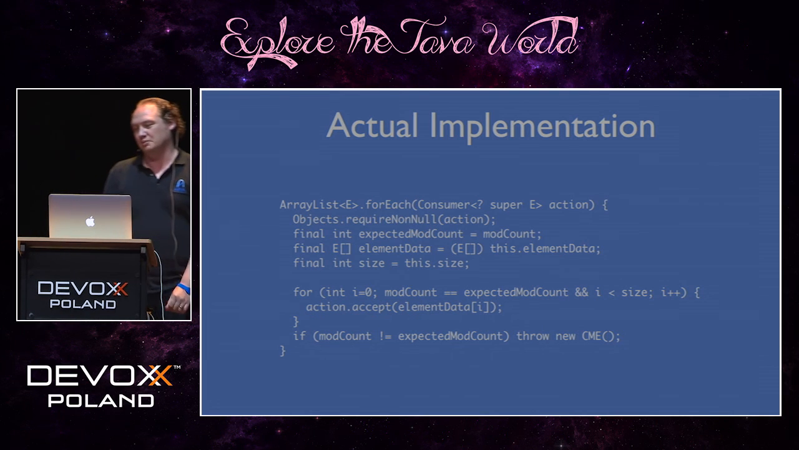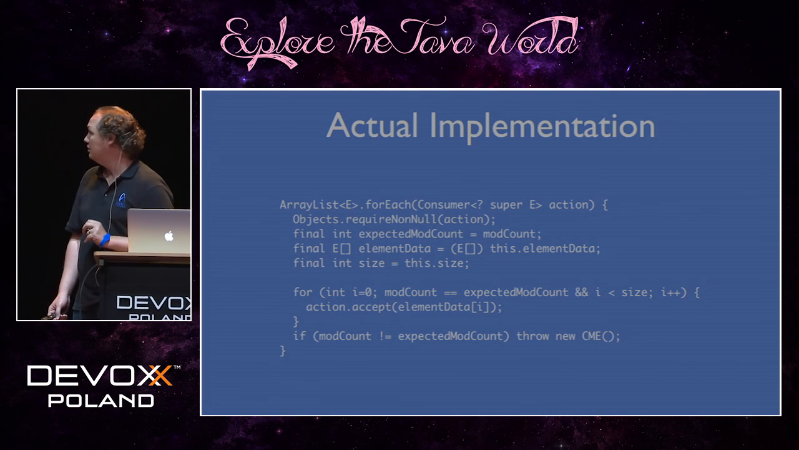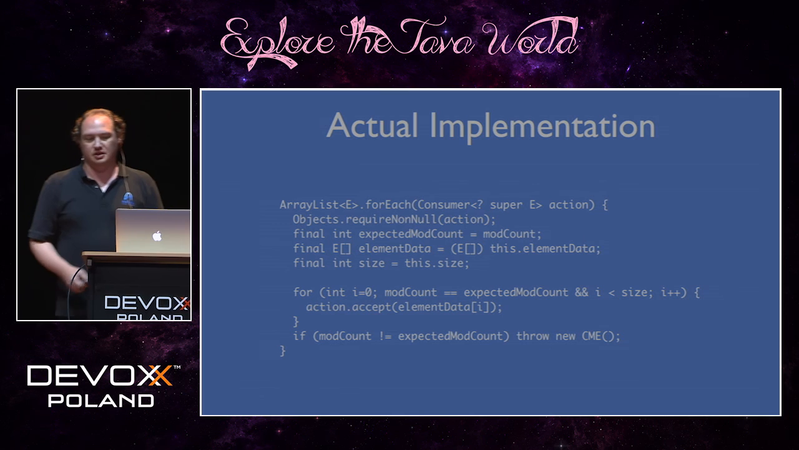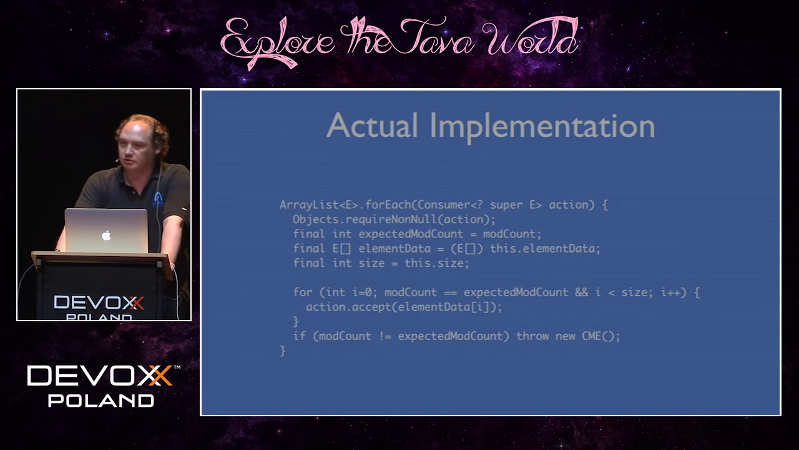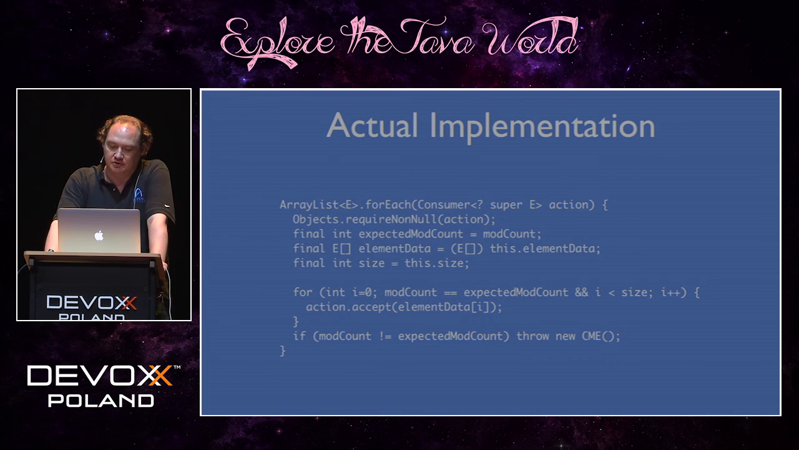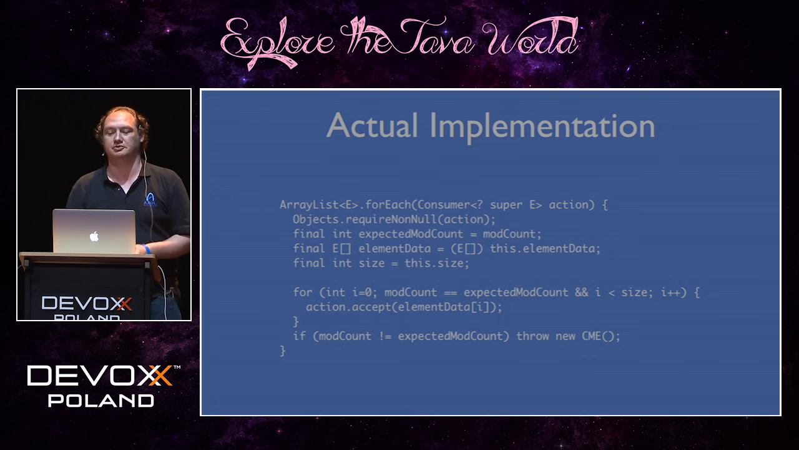Now, the actual implementation of that method is a touch more complicated. It involves a non-null check at the very beginning. They pulled some stuff out into local variables. We'll get to why the author of this JDK function may have done that. And there are these modCount checks for checking if you've modified the collection in the midst of iteration. But it's not that much more complicated than the 5 lines I showed you in the beginning.